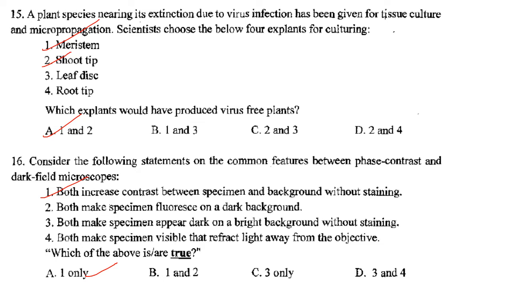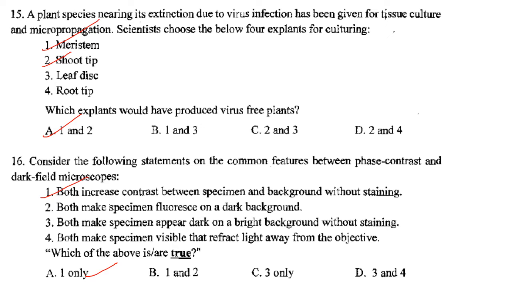The next one. A plant species nearing its extinction due to virus infection has been given for tissue culture and micropropagation. Scientists below choose the 4 explants for culturing. So, which explants would have produced virus-free plants? So, 1 and 2, that is meristem and shoot tip, they would have produced virus-free plants. So, answer is option A, that is 1 and 2.